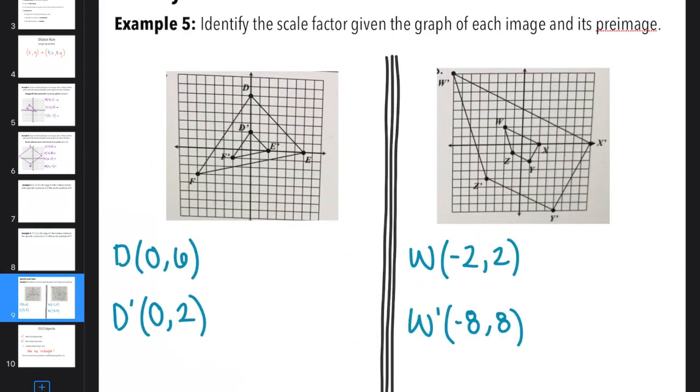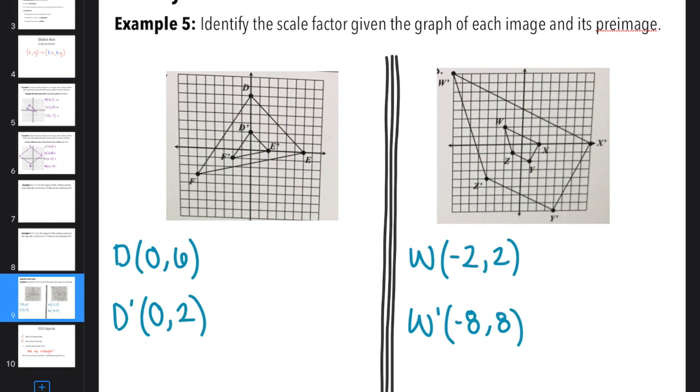Our last type of dilation problem is where everything's graphed. It's identified what my pre-image and image coordinates are. Now I want to solve for that scale factor. In order to approach these problems, you need to identify a set of coordinates that are corresponding. So D and D prime, or E and E prime, or F and F prime. It does not matter which coordinate set you pick because they're all going to have the same scale factor. You just have to pick one set and stay consistent. Then you analyze those coordinates.